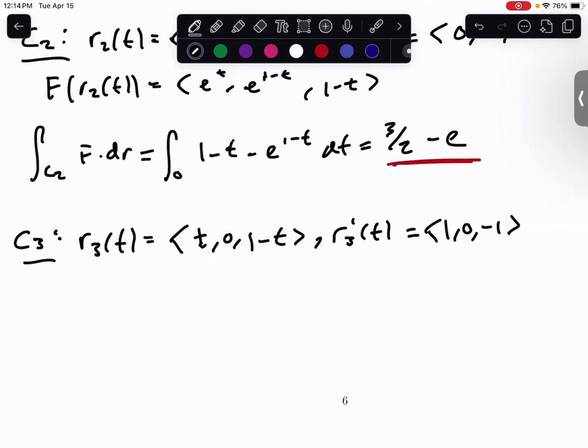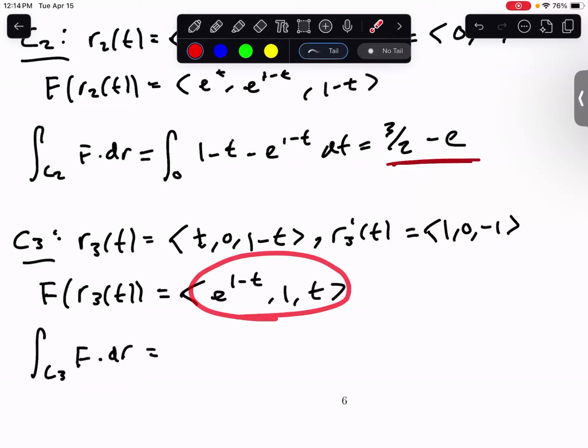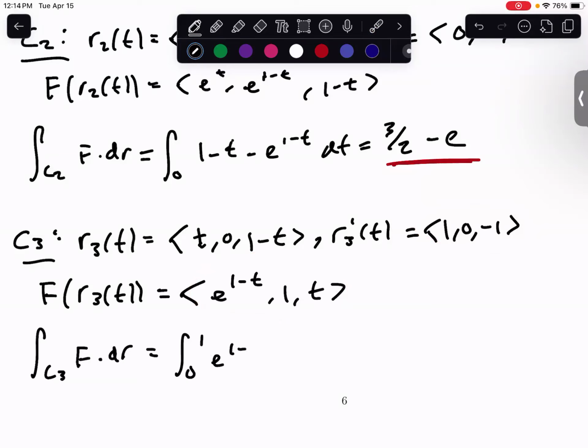And then if you do, let's see, f, I'll just write out the composition, why not? If you do the composition of this, this is going to end up being equal to e to the 1 minus t, 1, and then t. So if you do the integral over C3 of f, you do the dot product of these two vectors. So it's going to be e to the 1 minus t subtracted by t. So this ends up being equal to the integral from 0 to 1 of e to the 1 minus t dt. If you compute this integral, it ends up being minus 3/2, and then plus e.